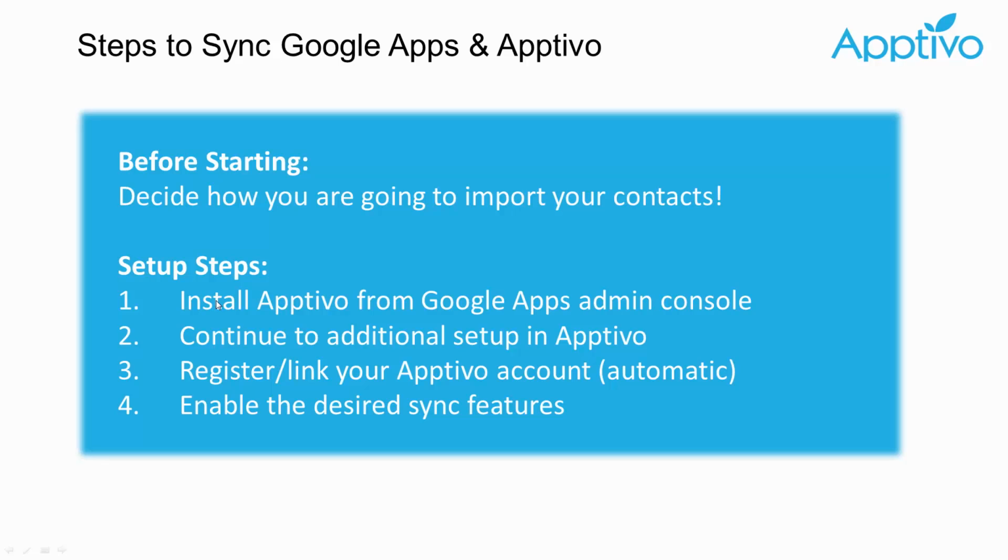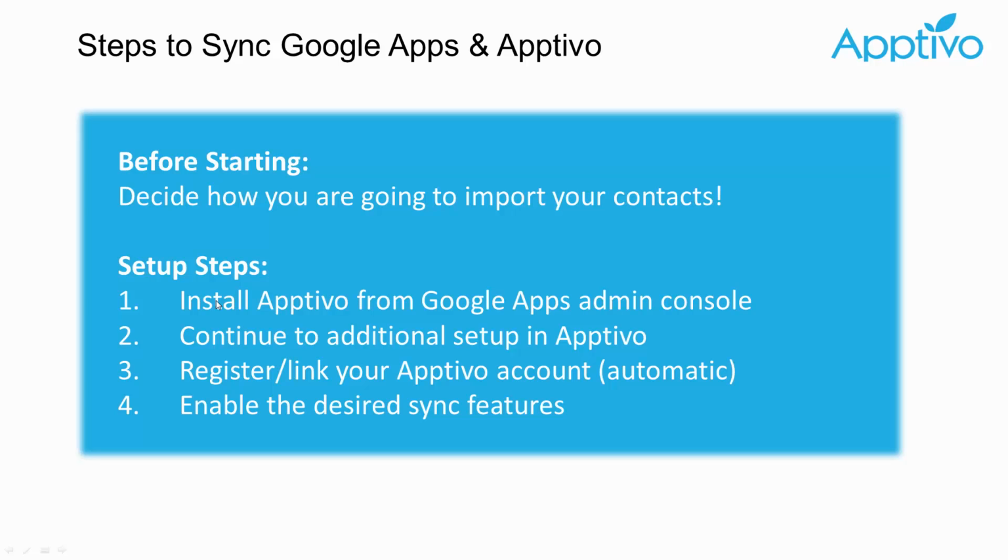Once you're ready, there are really 4 key steps in getting this all configured. First, we have to install the Apptivo app from our Google Apps admin console, so we'll go to the marketplace apps and find it. Then there's a link inside of that install process called additional setup, which, if you've already configured it in the past and it didn't work, you might just have to click on. Then this will take us into Apptivo. If you don't have an account yet, it'll actually prompt you to generate one.